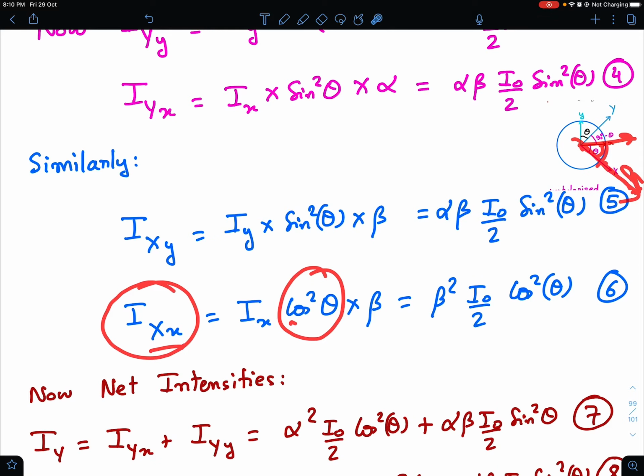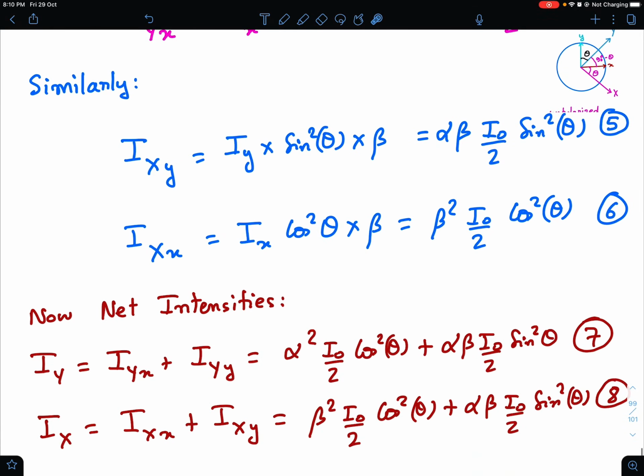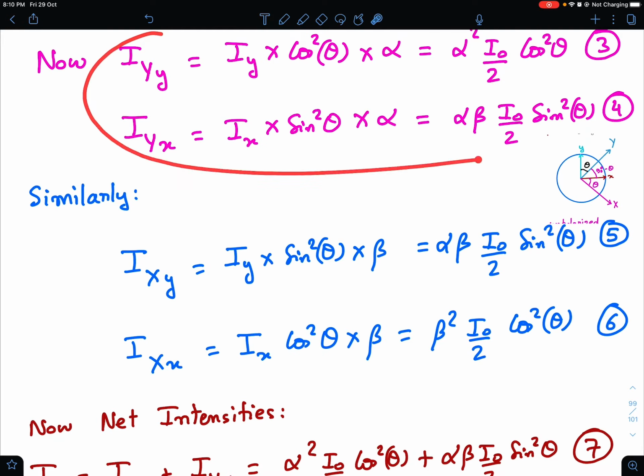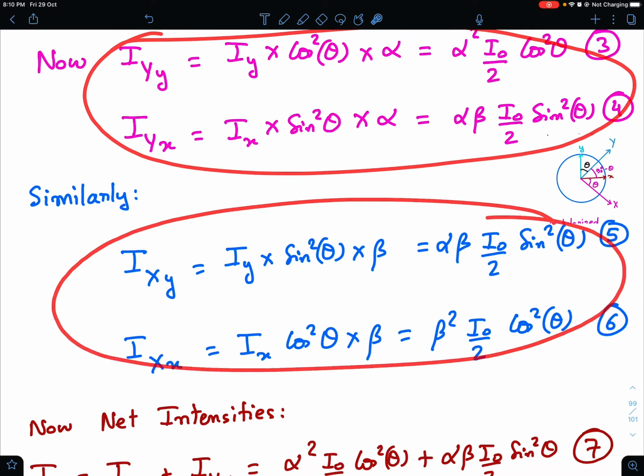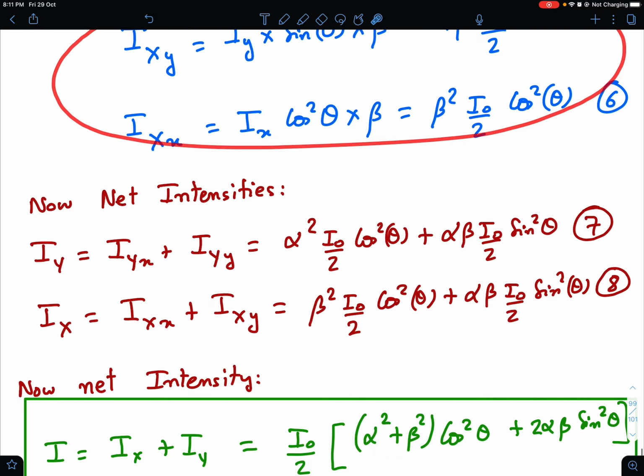So you have a factor of cos square theta, and since transmissivity is beta in this direction, you have a beta. So that's what you get, right? Beta square I naught by 2 cos square theta. So now we can find out total intensities from the capital Y direction and total intensity from the capital X direction, how much energy is coming.